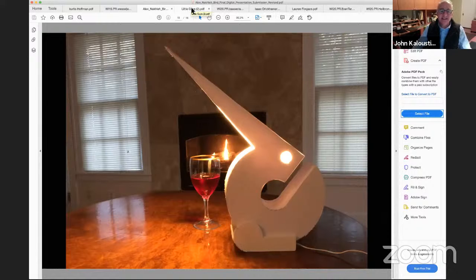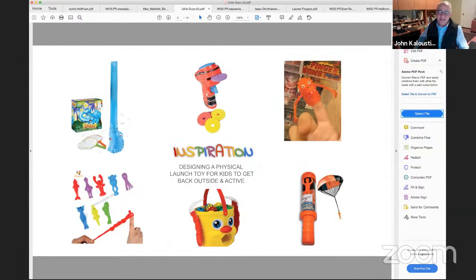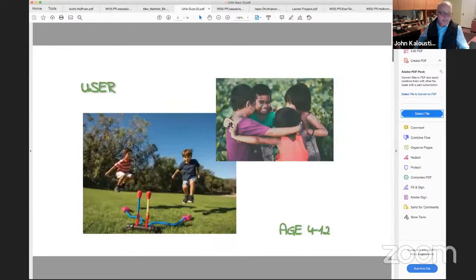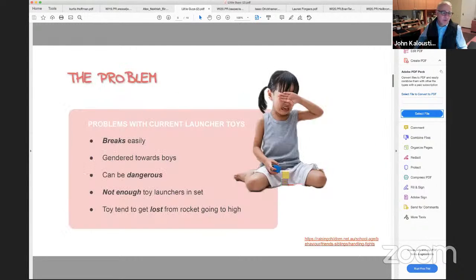So let's go into a second semester freshman. These are a couple of projects that I had as students. This was all about doing toys for kids. In this one, you can see the idea was a toy that you could launch. From that, she developed the concept, and then who was the user and who was it for, and then studied what was currently out there. And then what was the problem that she actually saw within the existing toys.